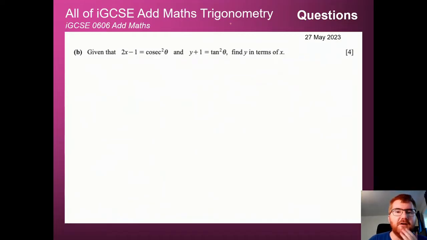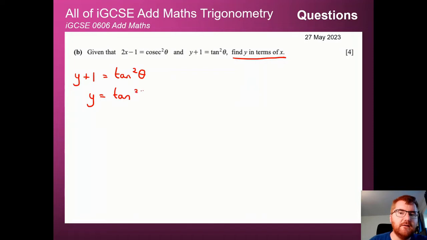Okay, and now we've got another find y in terms of x question here. So again, we've got cos squared theta equals x, and we've got y plus 1 equals tan squared theta. Find y in terms of x. So always read that sentence here. So I'm going to start with this one over here. So y plus 1. And you see these questions are quite similar to what we've seen before. We minus 1, we get tan squared theta minus 1.